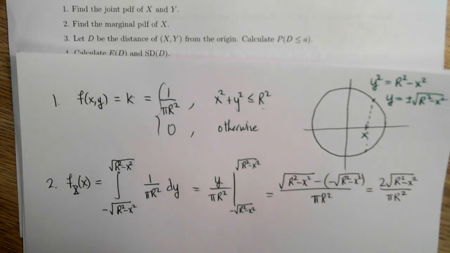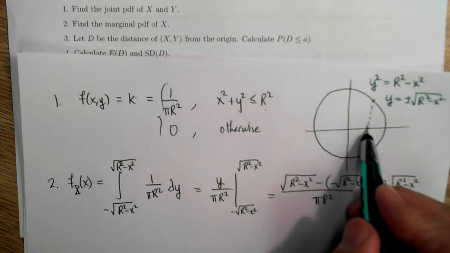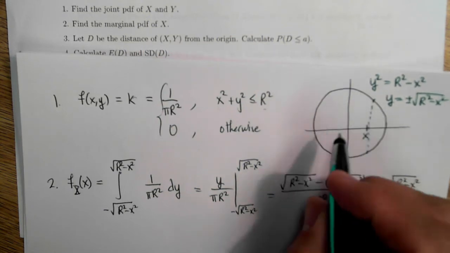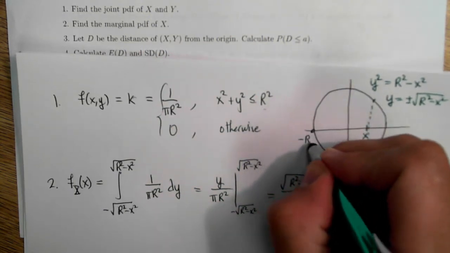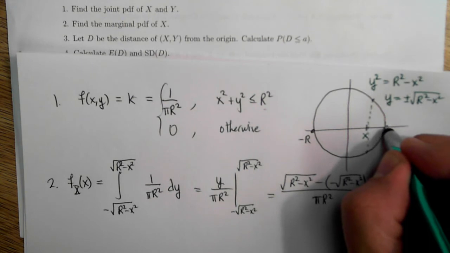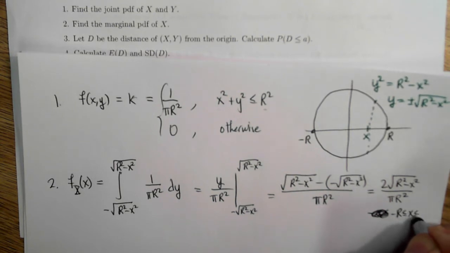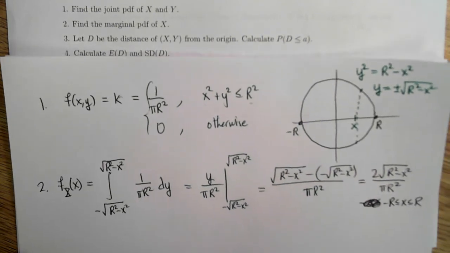Now, the one last detail is, what are the possible values of x? Well, x can be anywhere along this line here. And of course, it's got radius r, so the smallest x can be is negative r, and the biggest can be is positive r. So this is the density as long as negative r is less than or equal to x, less than or equal to r. So that's the answer for number 2.